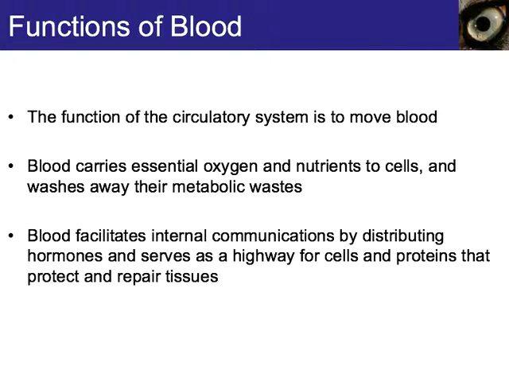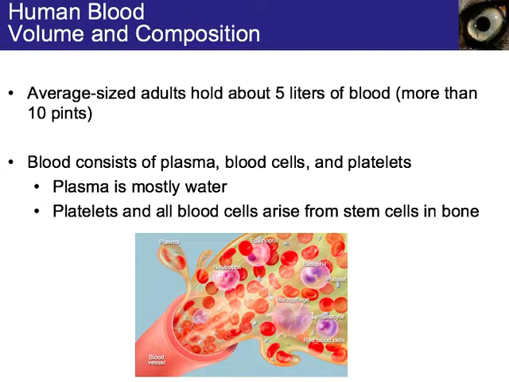The function of the circulatory system is to move blood. Blood carries essential oxygen and nutrients to cells and washes away their metabolic waste. Blood facilitates internal communications by distributing hormones and serves as a highway for cells and proteins that protect and repair tissues. The average size adult holds about 5 liters of blood, more than 10 pints.